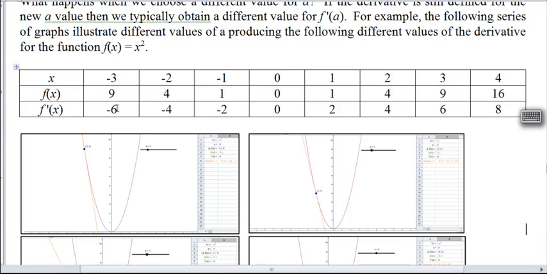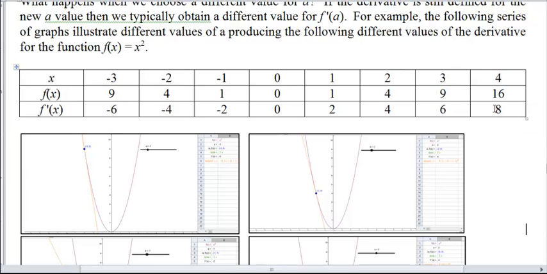This generates x's and y's for the f prime function. Negative 3, negative 6 will be a point in the table on the graph of the derivative function. Negative 2, negative 4 is a point on that. Negative 1, negative 2, 0, 0, 1, 2, 2, 4, 3, 6, 4, 8. Those are points on that.